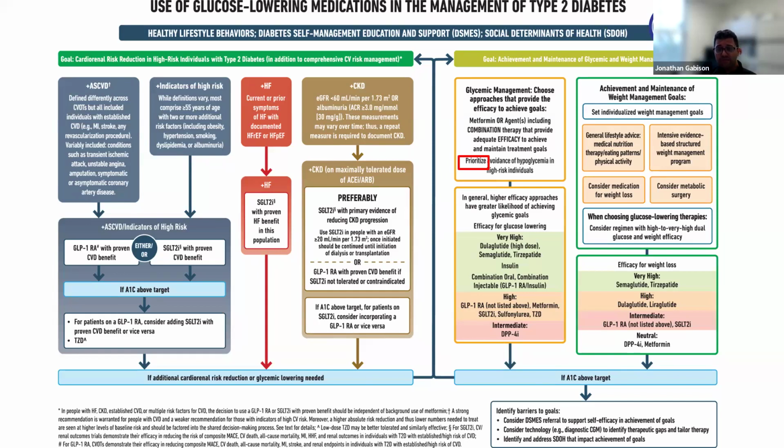In 2022, the standards removed cost and access from this table. And honestly, I would argue that's a mistake. The only change made to this algorithm in 2024 is that one small box that you see circled in red. They changed the word consider to prioritize for avoiding medications that can cause hypoglycemia in high-risk individuals.